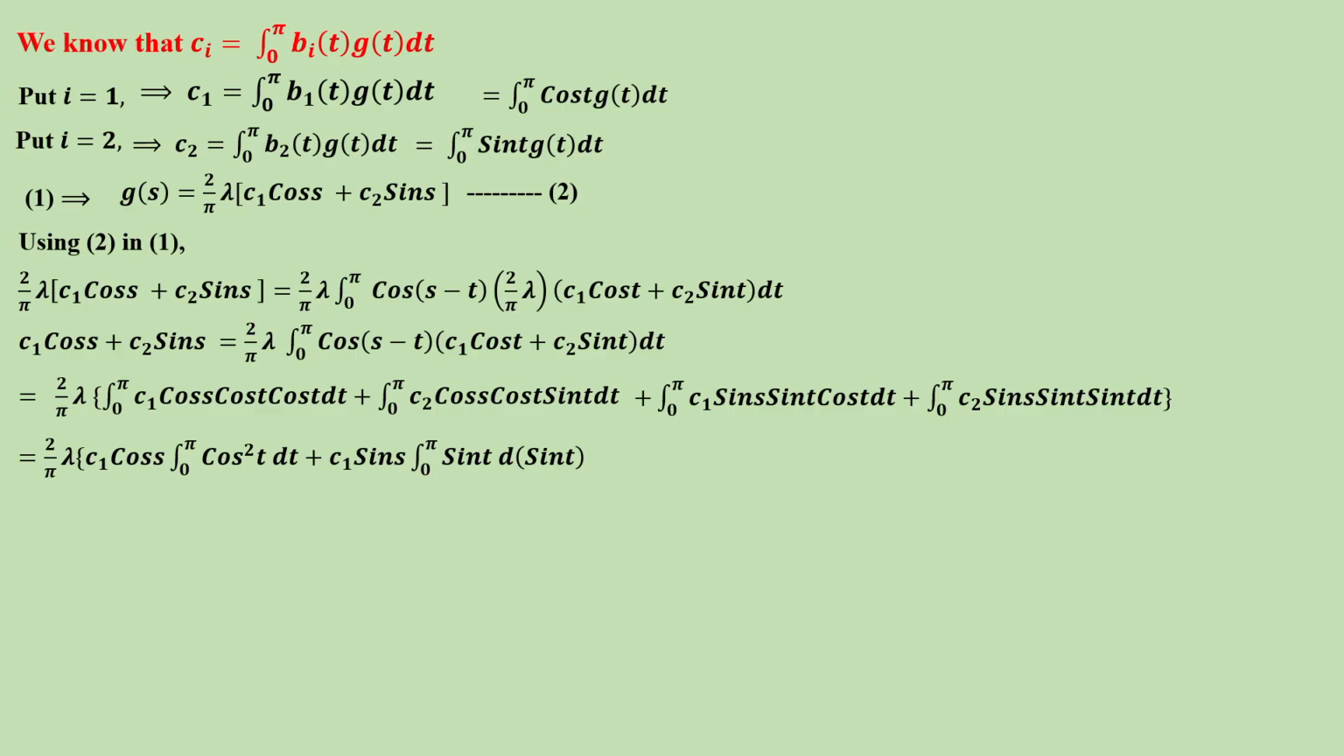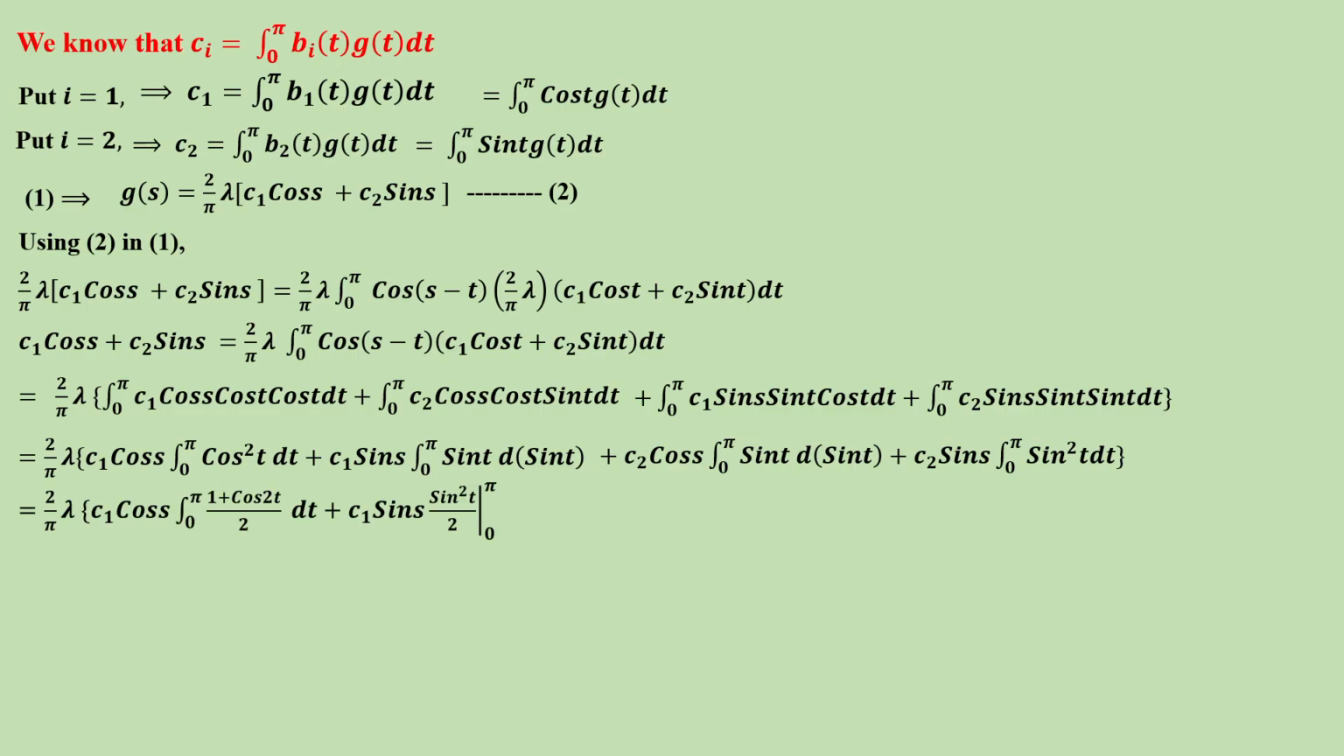So 2 divided by pi lambda. c1 cos s is constant, take it outside, the integral from 0 to pi of cos square t dt, plus c1 sin s is constant, take it outside, the integral from 0 to pi of sin t times the derivative of sin t, plus c2 cos s is a constant, take it outside, the integral from 0 to pi of sin t times the derivative of sin t. Here cos t can be written as the derivative of sin t in both the integrals, right? Then the last one, c2 sin s, the integral from 0 to pi of sin t into sin t, sin square t dt.